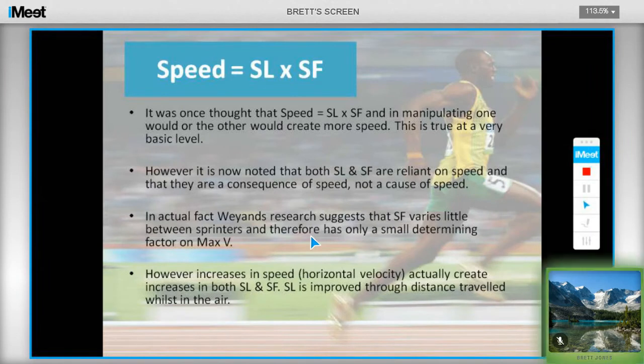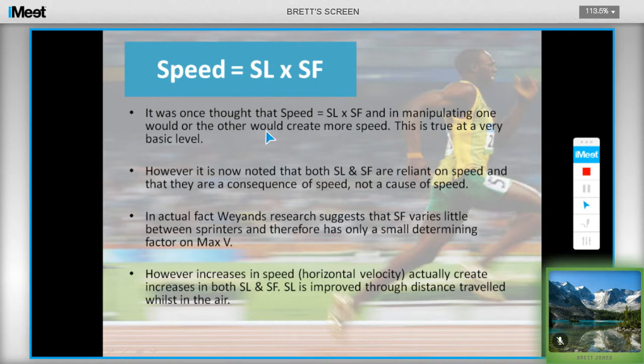So I want to start with this concept of speed equals stride length and stride frequency. Now, this has been around for generations, and most people understand this, that if I want to run faster, then I have to increase my stride length and or my stride frequency. And from this equation, what we often get is somebody trying to manipulate their stride length by reaching or overstriding, or they try to be quick with their movements and thinking that that will influence overall their speed.